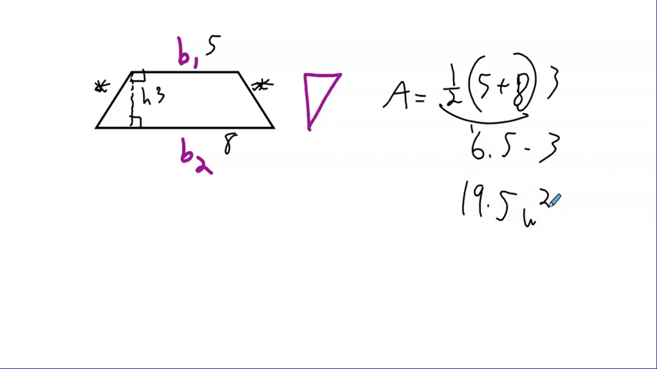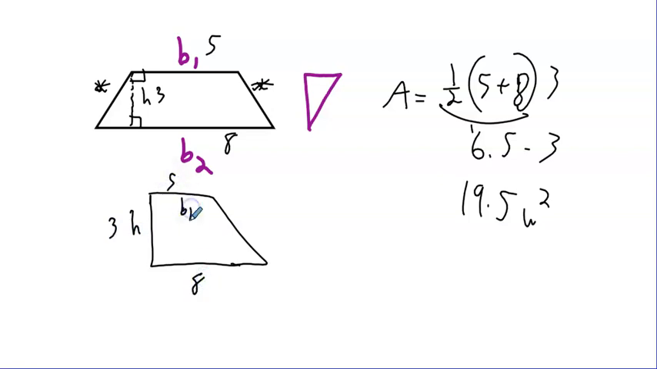And it doesn't matter if your trapezoid looks like that or like this. The only difference is this time the height. So let's say this was 3 again, this was 5, and this was 8. Your base 1 and your base 2, your height is actually one of the sides.